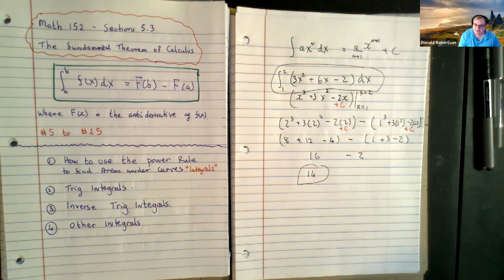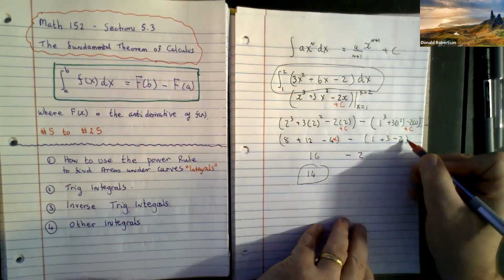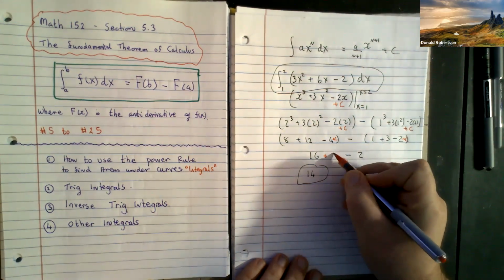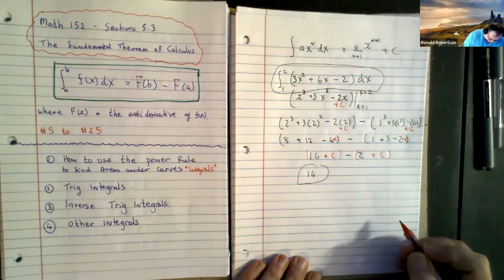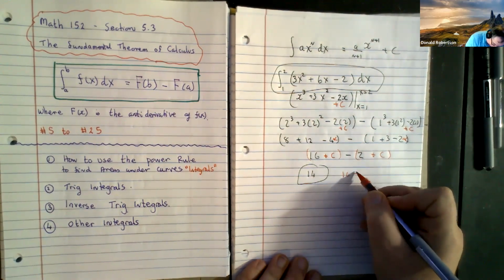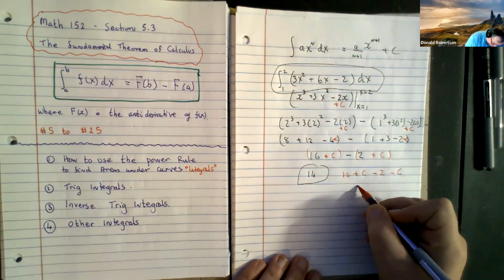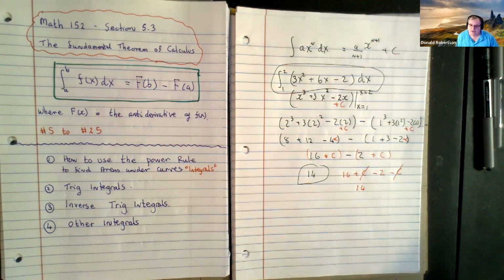So far, so good. So if I give them the plus c, this has a plus c and this is plus c. I'm going to have a plus c here. I'm going to have a plus c here. And I'm going to have this guy take away that guy. And that's going to be 16 add c, take away a 2, take away a c. Do you see that the c's will always cancel each other out?